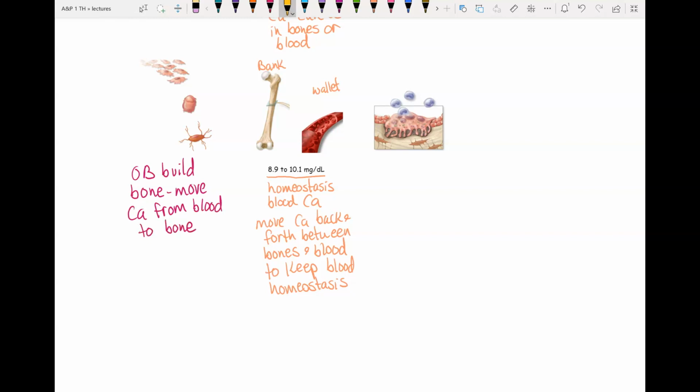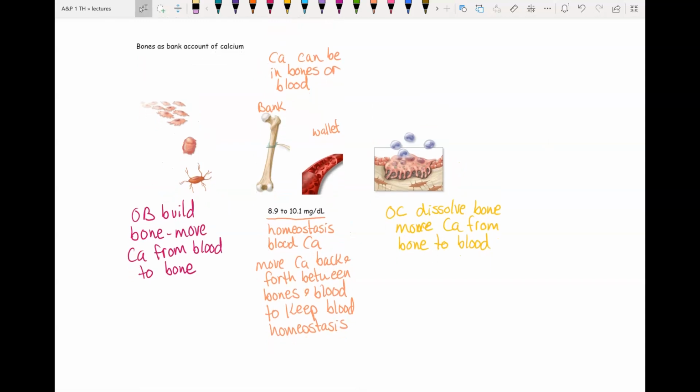And we know that the osteoclasts are how you withdraw that calcium. So osteoclasts dissolve bone to move calcium from bone, which is your savings account, to blood, your wallet, the calcium you're using. The main way this is controlled is through PTH. PTH is your main method of control. It's pretty much in charge of how much calcium goes back and forth between your blood and your bones.